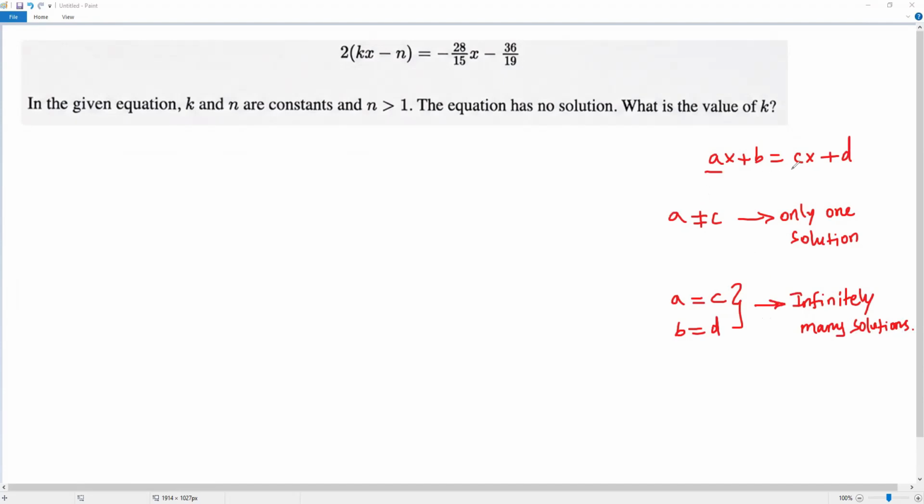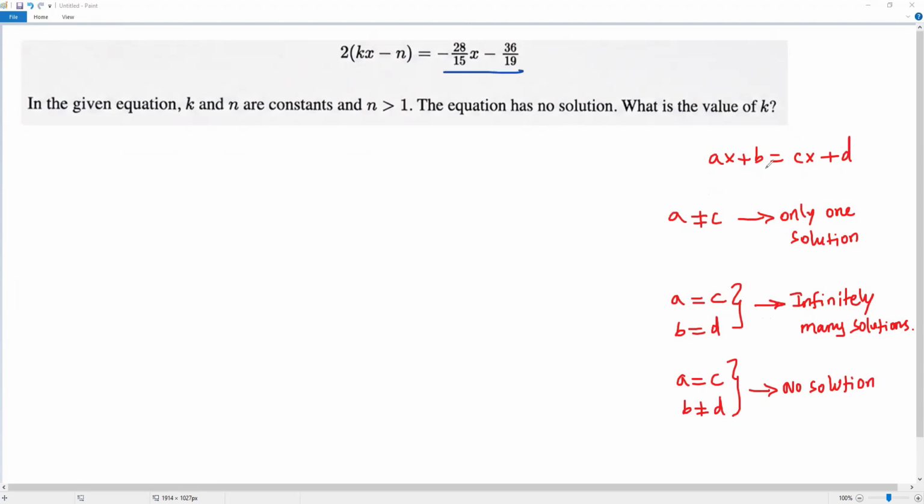Now let me consider the third case. That is the coefficient of x on the left side, the coefficient of x on the right side are equal. That is, a and c are equal, but the constants are not equal. That is, b and d are not equal. In this case, the given equation has no solution. Okay, now what we have to do is we have to write the given equation exactly in this form.